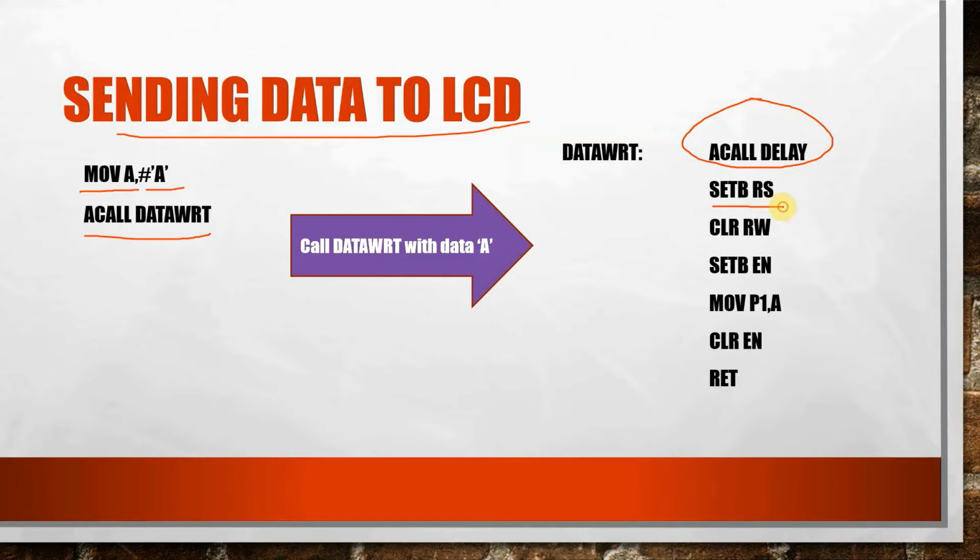Set bit RS, which means data, clear RW, that is write operation to the LCD, set bit high enable, move the data to port 1 where the LCD data bus is connected, clear the enable, that is low, high to low enable, set bit RS which means data, clear bit RW which means write operation.